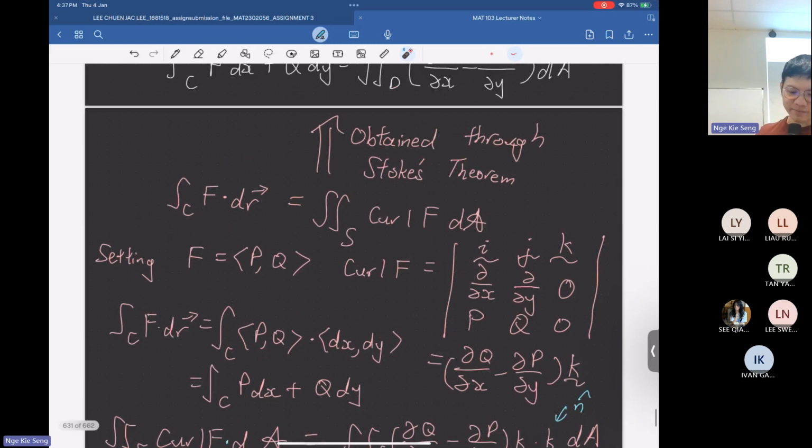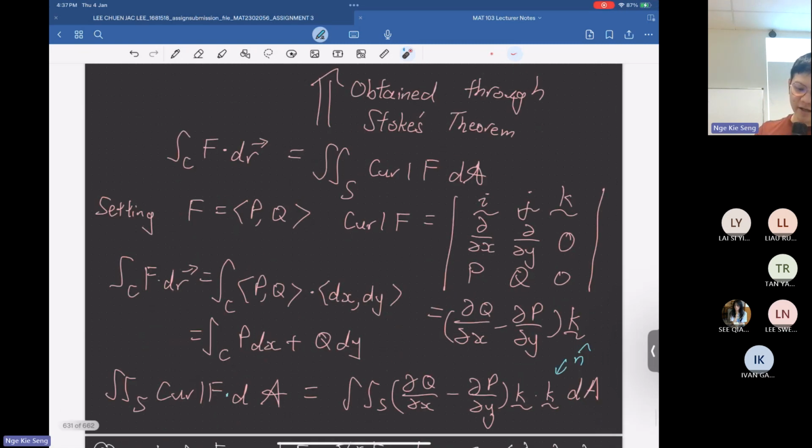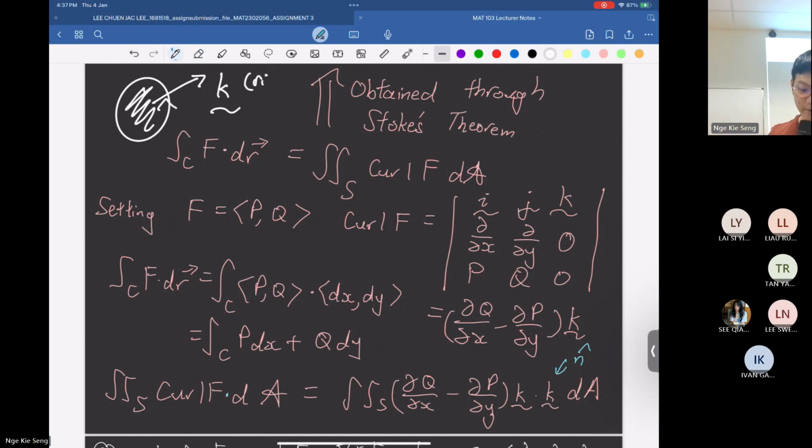And then what's this k here? This k here is, if in your Green's theorem you have a positive curve, then this is your k using the right hand grip rule.